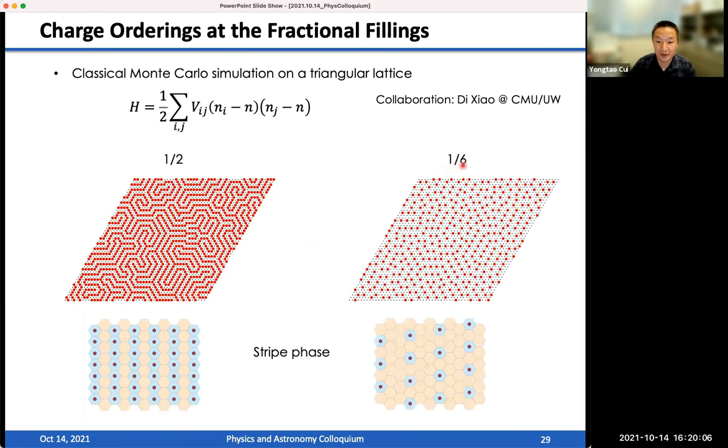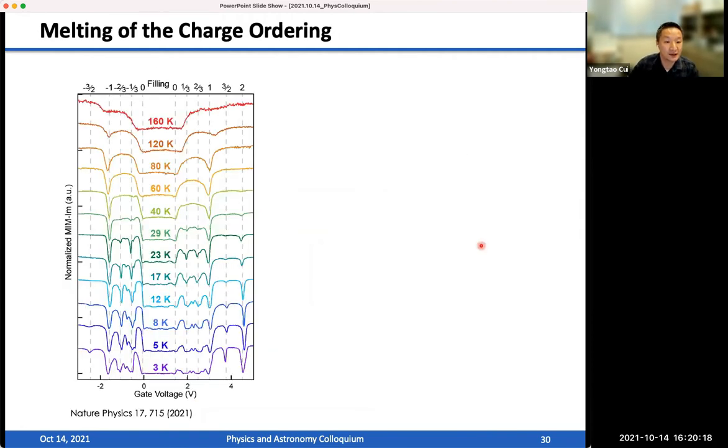Same thing for the 1/6. There are a lot of domains. So when you have a lot of domains, it could mean that the state is not that stable. To check the robustness of those states, what we can do is raise the temperature in the system and then see at what temperature those states will disappear. In this case, you can see that all those fine features disappear somewhere around 20 to 30 Kelvin, and some of the features actually persist to about 40K. And above that, all the fine features are gone.